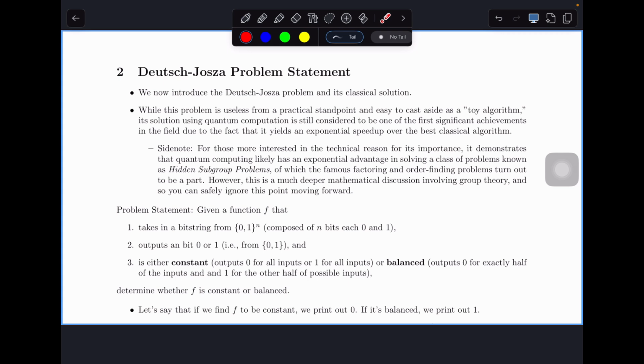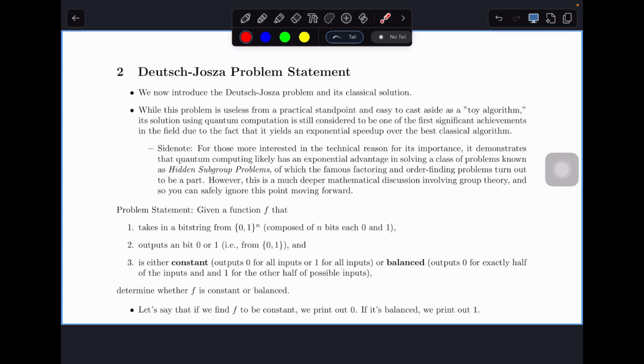Furthermore, we have the restriction that this function is either constant or balanced. Constant meaning that no matter what bit string we input, we're going to get the exact same value from our function. So either it always returns 0 or it always returns 1. And balanced means that it outputs 0 for exactly half of the inputs in our space, and it outputs 1 for the other half in our space. Doesn't matter how this is partitioned.